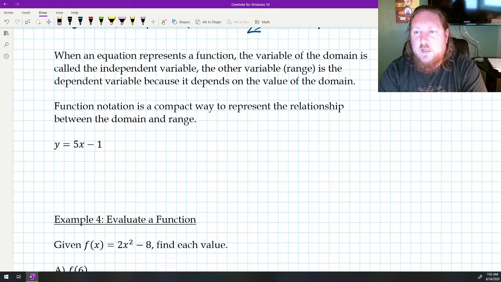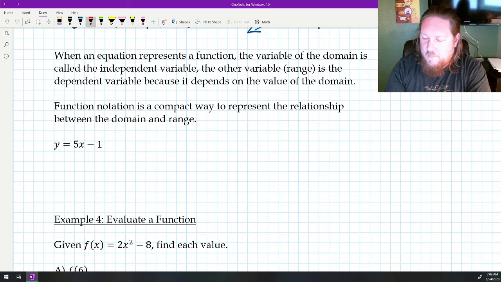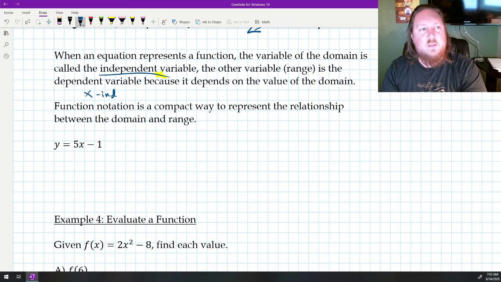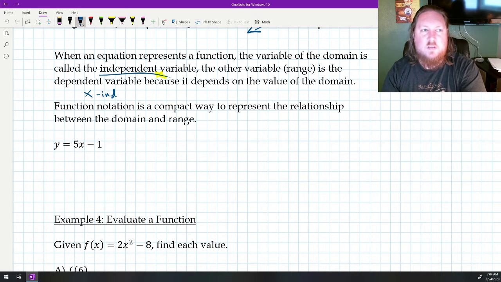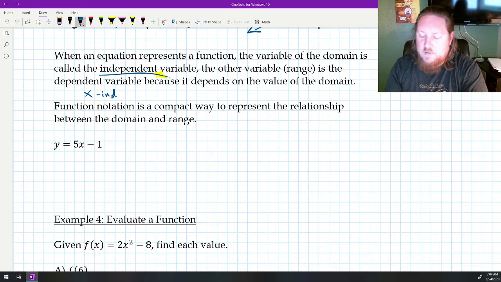The domain is called the independent variable. And for most basic functions, that is always going to be the x. Well, we can't really see that. The independent is usually the x. But sometimes it's the t, sometimes it's the number of items bought. It can depend on the situation of the problem. But when it's just the generic x and y, it's the x.